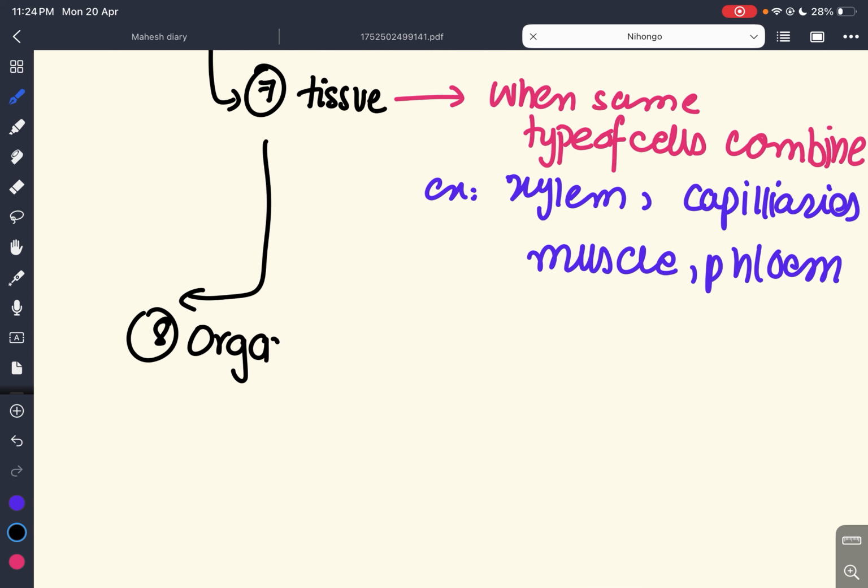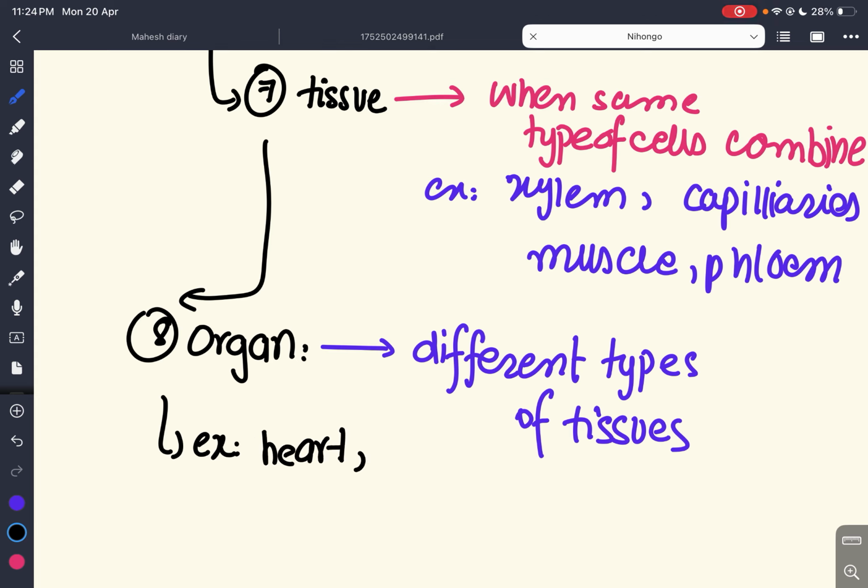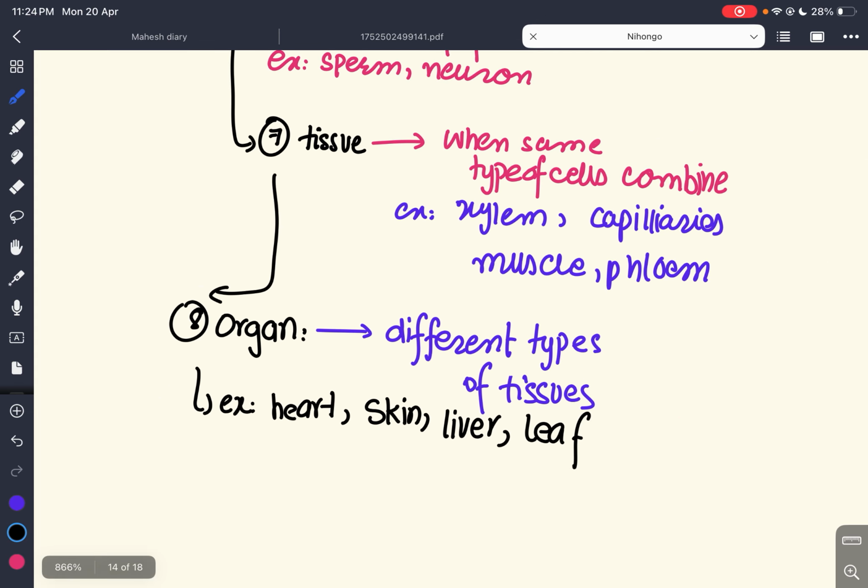And here a lot of students get confused, thinking an organ is made up of the same type of tissues. No, they're made up of different types of tissues. Okay? For example, your heart will have capillaries, your heart will have muscle tissues, both. Different types of tissues. Let me also write examples like heart. You talk about skin. You talk about liver. You talk about leaf. Okay? They all are made up of what? These are organs. Right?